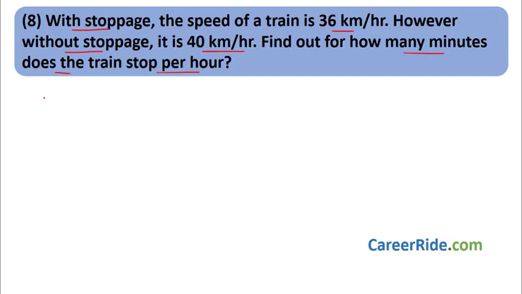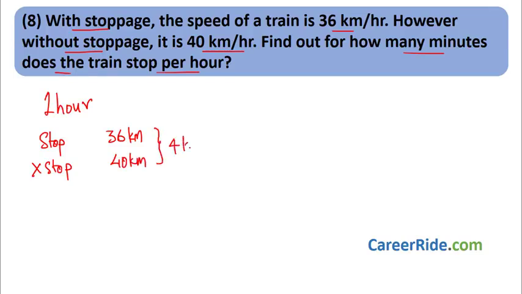Let us say that the train travels for 1 hour. If it is stopping, how much distance will it travel? 36 kilometers, right? If it is not stopping, how much distance will it travel? 40 kilometers. So what is the difference in distance? 4 kilometers. That means because of stopping, the train is losing or wasting 4 kilometers. Now let us see how much time it actually wastes.